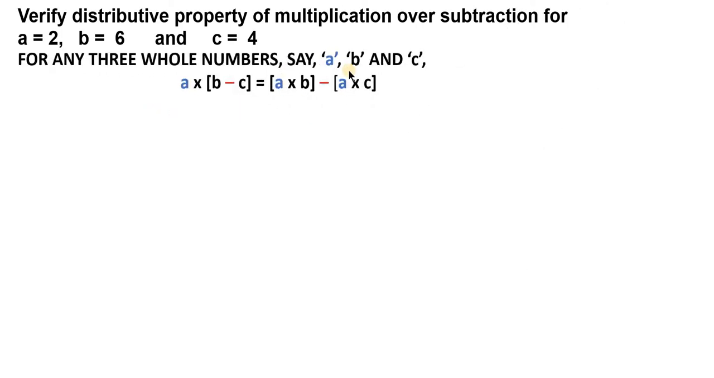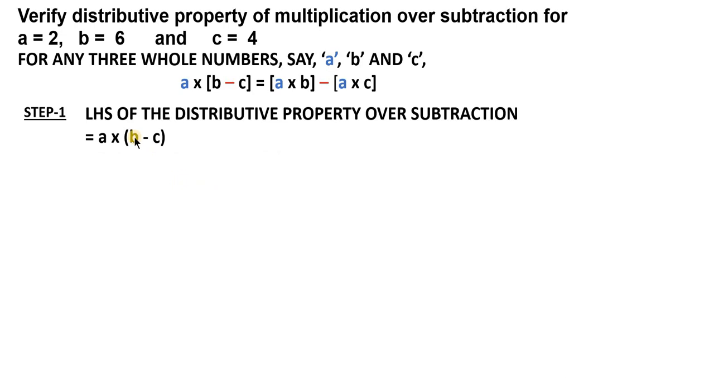So for any three whole numbers, the distributive property of multiplication over subtraction is this: A into B minus C equals A into B minus A into C. You are going to verify it for the set of three numbers A equal to 2, B equal to 6 and C equal to 4. Verifying means you will find the value of the left hand side expression separately and the right hand side expression separately, and see that you are getting the same answer on both sides, and thus you will be verifying it.